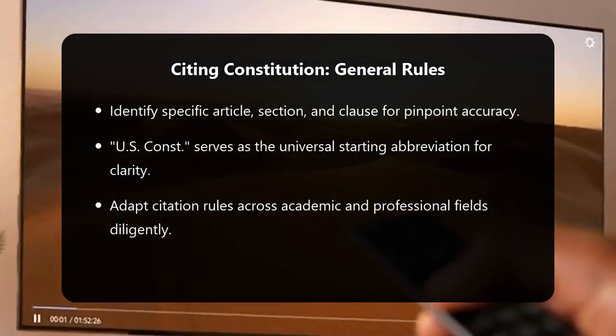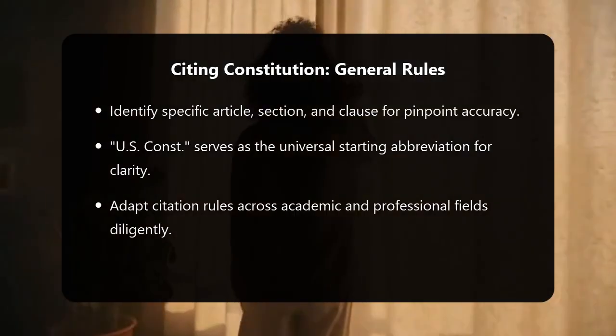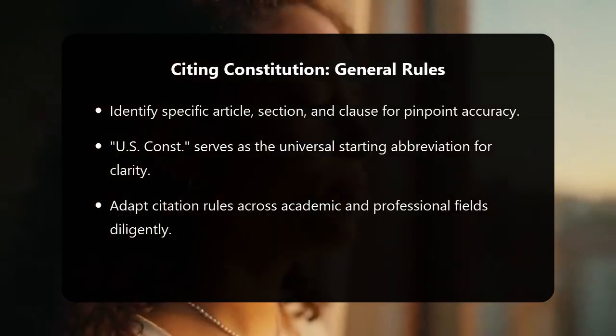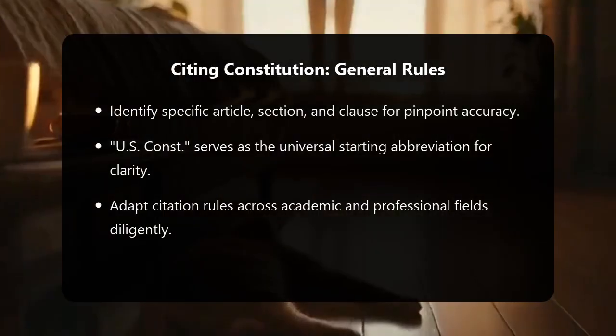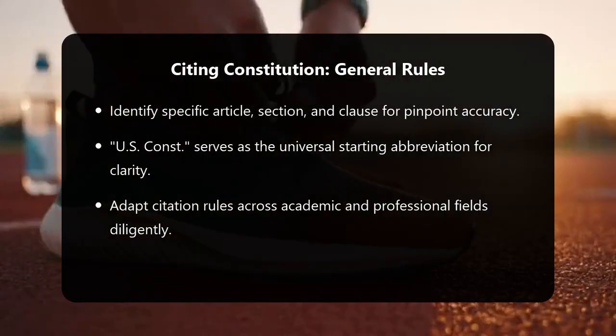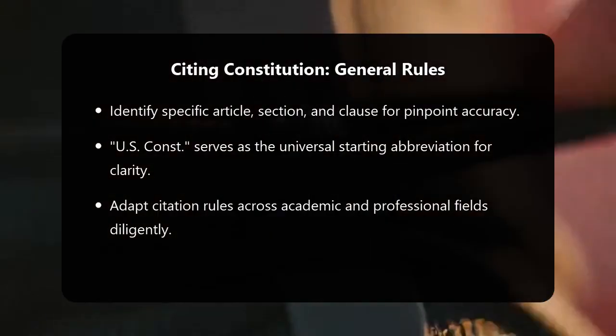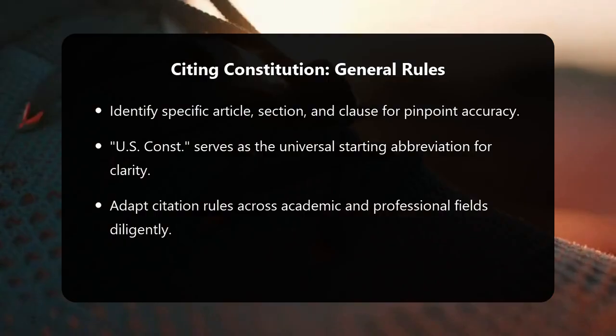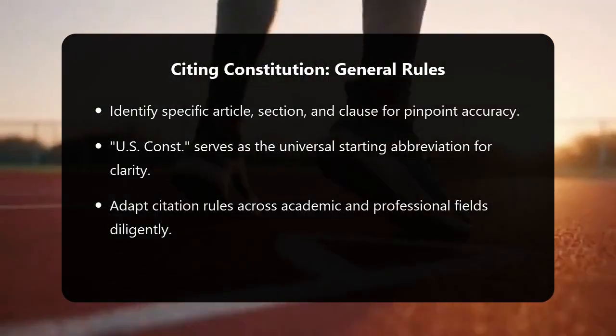The core principle across almost all citation styles, be it MLA, APA, Chicago, or the specialized Bluebook, revolves around identifying the specific article, section, and clause you are referencing, ensuring pinpoint accuracy for your readers. Generally, the abbreviation U.S. Const. serves as the universal starting point, followed by the specific structural components.